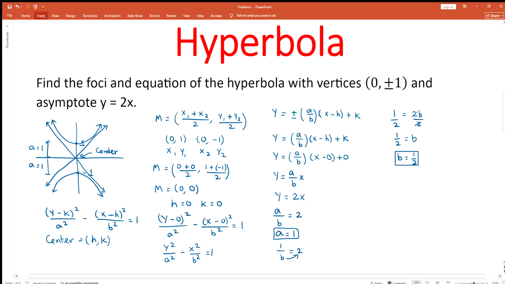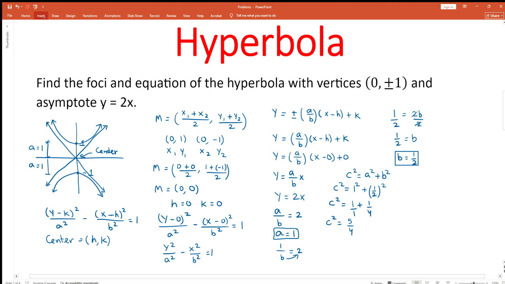In order to find the foci of this hyperbola, we need the value of c. The equation we can use to find the value of c is c square equals a square plus b square. A is 1, b is 1 over 2. 1 square is 1, (1 over 2) square is 1 over 4. 1 plus 1 over 4 is equal to 5 over 4. The denominator of 1 is 1. The common denominator is 4. That's how we get 5 over 4.